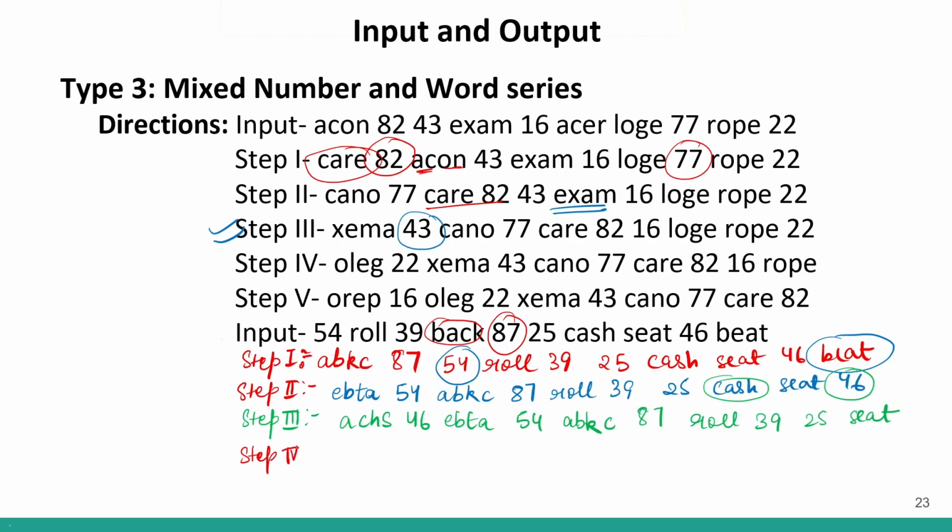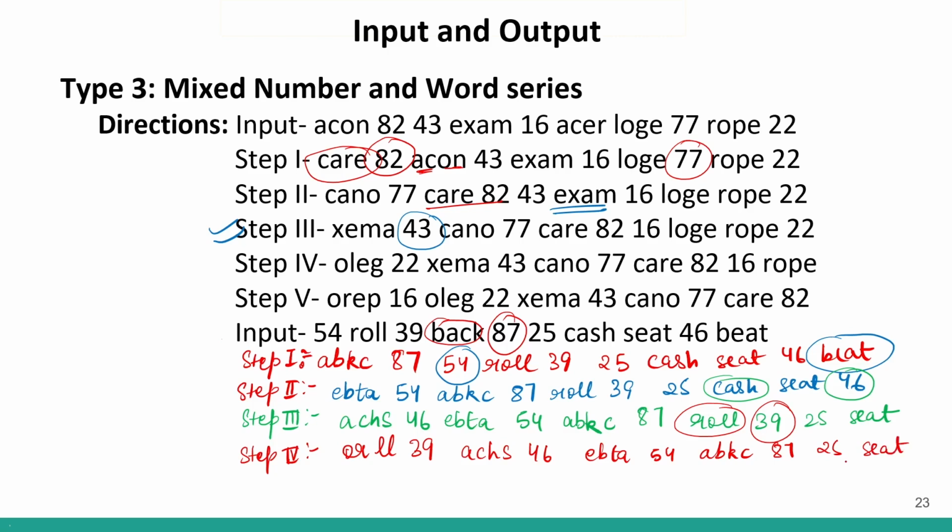Step 4. If I look over here, the next smallest letter is ROLL and the largest number is 39. So ORLL 39. Then we will have ACHS 46, EBTA 54, ABKC 87 and 25 and SEAT. Now only these two are remaining. So let us arrange them also.